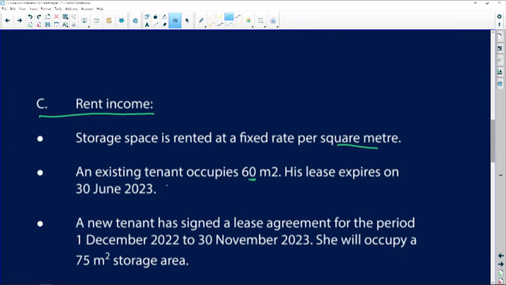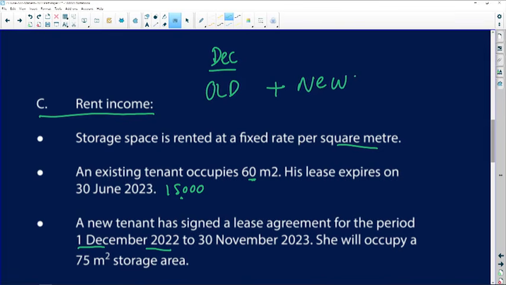So in other words, he's the one that's paying the 15,000 at the moment, I think, but we'll find that out soon. A new tenant has signed a lease agreement for the period 1st December 2022 to the 30th of November 2023. She will occupy a 75 square meter storage area. Okay, so I was correct. Right, so we've obviously got in December, we've got our old tenant and we've got a new tenant.